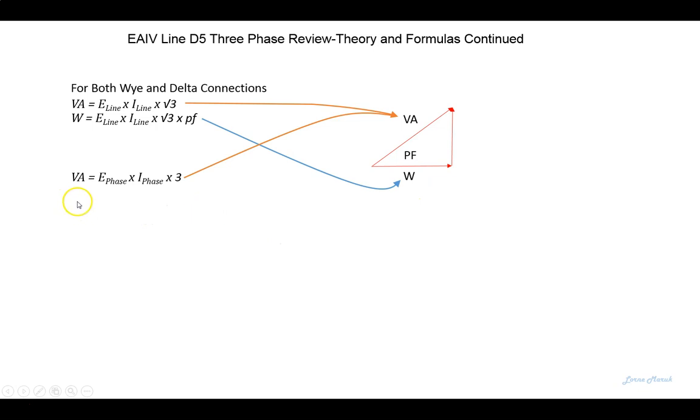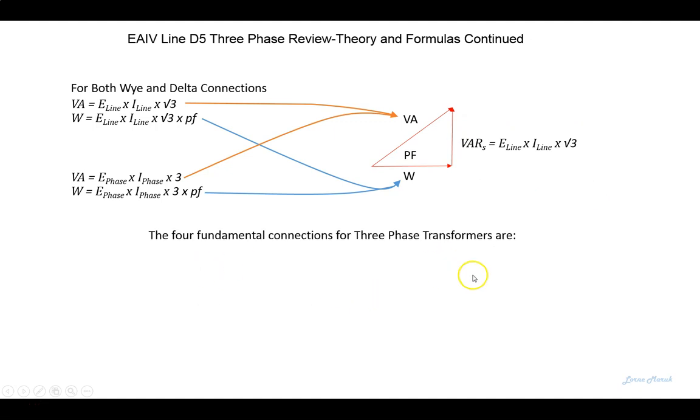Also, we could use VA equals E phase times I phase times 3, as well as power, E phase times I phase times 3 times the power factor will give you watts as well. I think I said square root of 3 up there, but it's times 3. For VARs, if we have a capacitor bank, we have the line voltage and the line current of the capacitor bank, we could figure out the VARs of that bank following the same method.